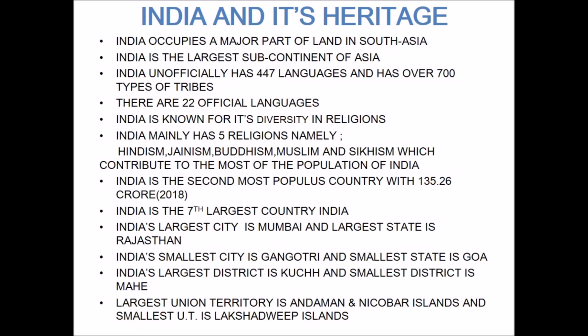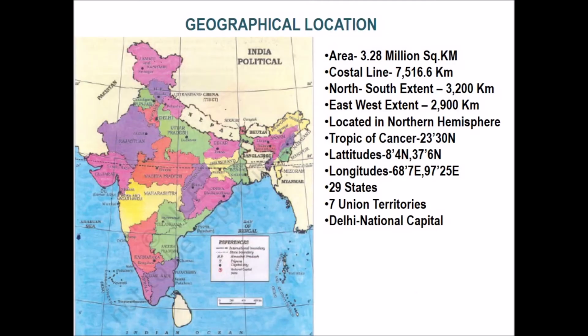India's largest city is Mumbai and largest state is Rajasthan. India's smallest city is Gangotri and smallest state is Goa. India's largest district is Kutch and smallest district is Mahe, Puducherry. Largest union territory is Andaman and Nicobar Islands and smallest union territory is Lakshadweep Islands.